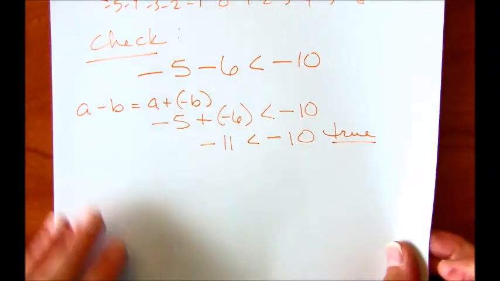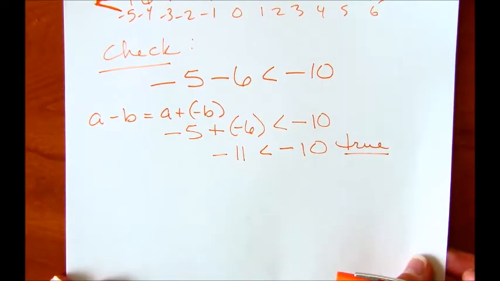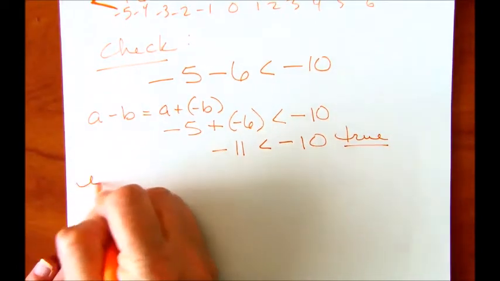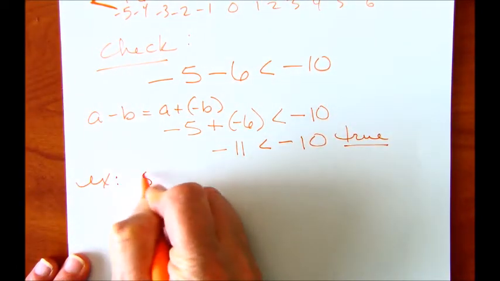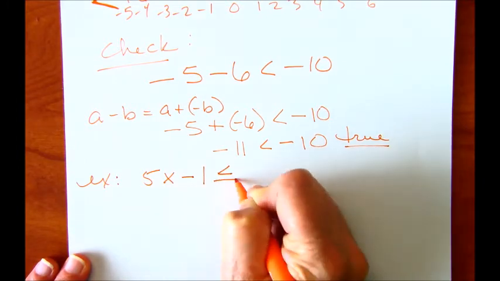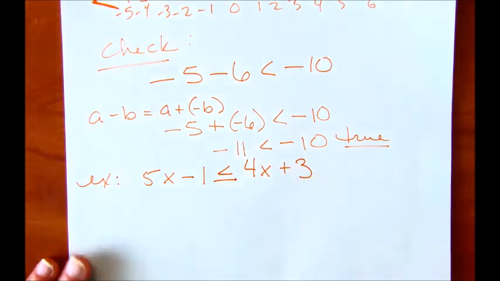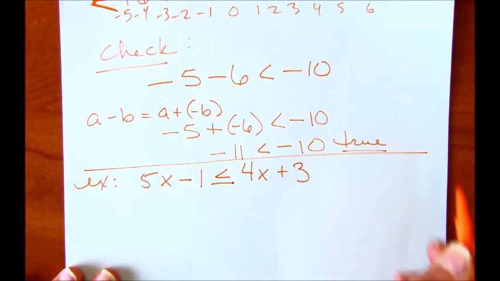All right, let's do another type of problem. All right, here's one. Let's see, we've got 5x minus 1 is less than or equal to 4x plus 3. Okay, draw a line there.